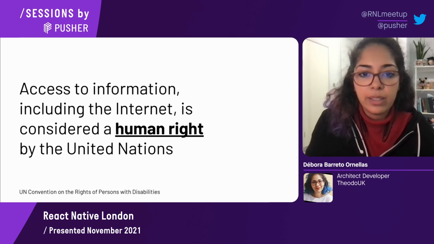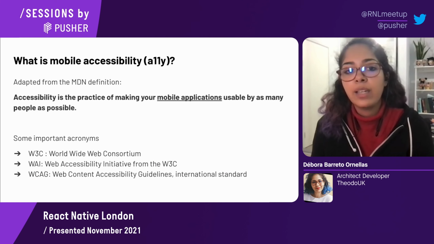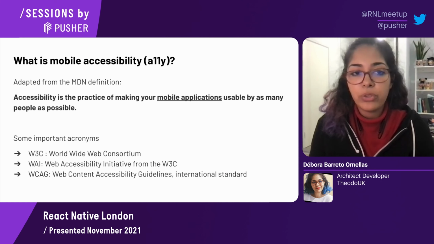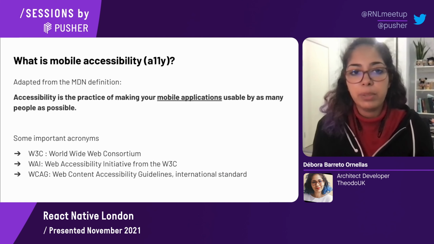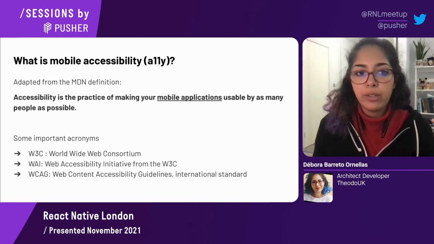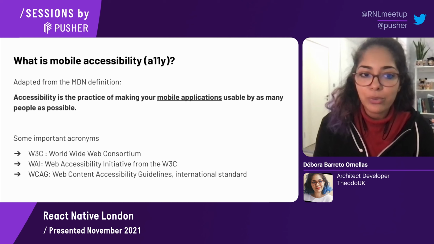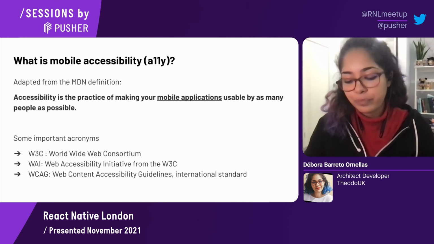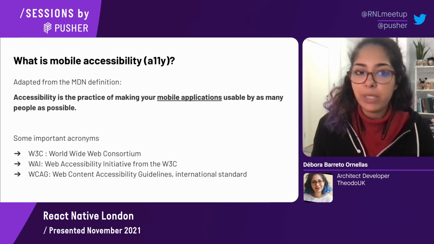So yeah, what is mobile accessibility then? I really like the Mozilla MDN definition on web accessibility. I adapted it a little bit to say that mobile accessibility is the practice of making your mobile applications usable by as many people as possible. So I guess all users, this includes users with disabilities.